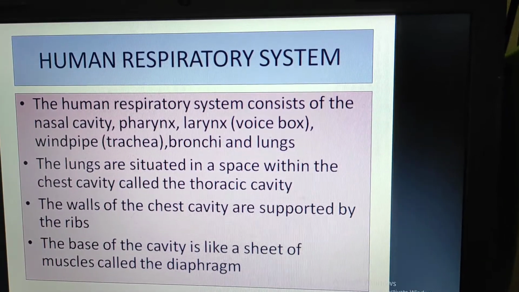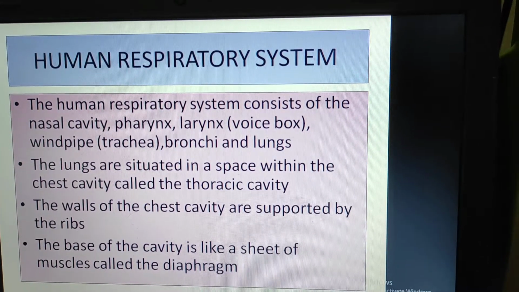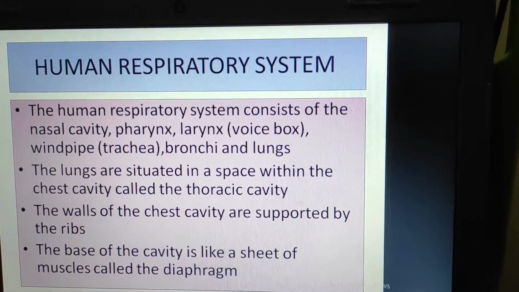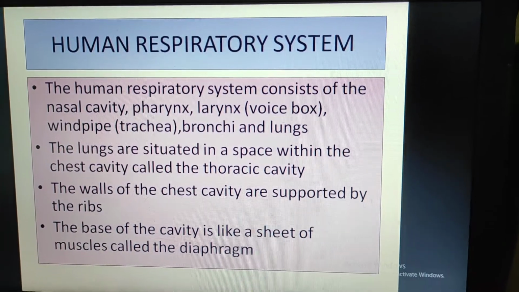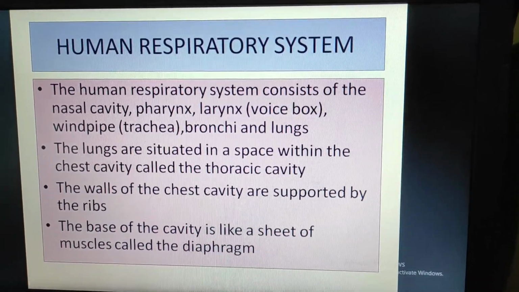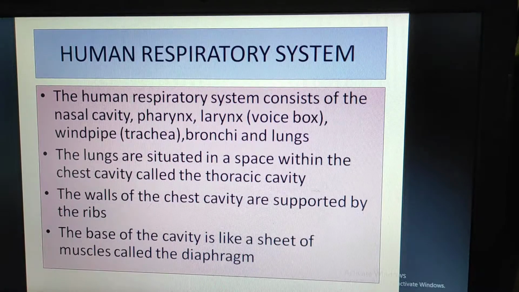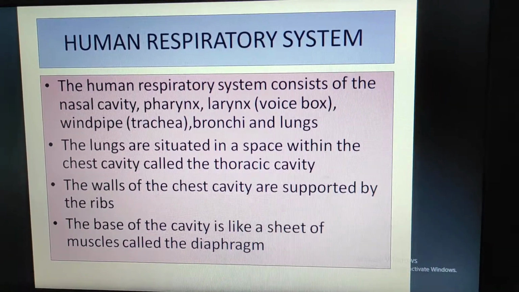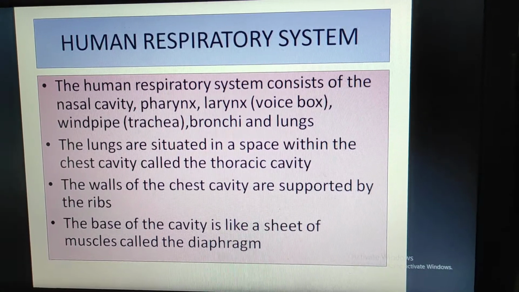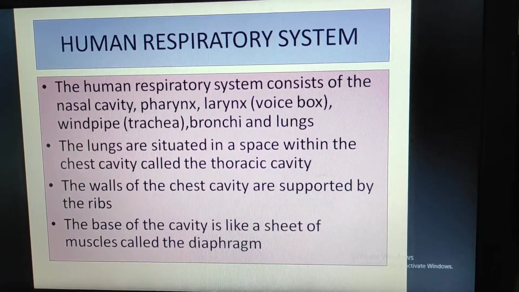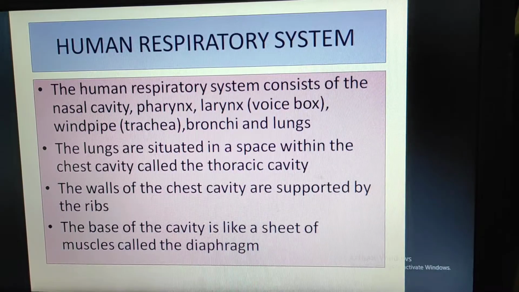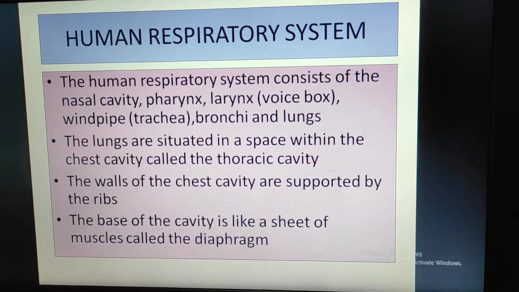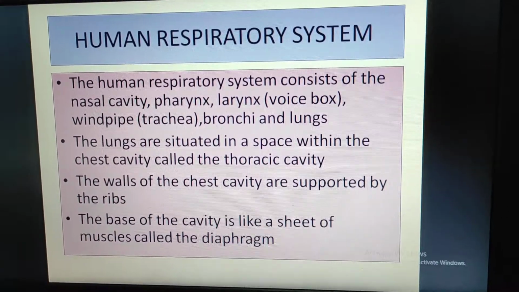The structures and organs used in breathing make up the respiratory system. The human respiratory system consists of the nasal cavity, pharynx, larynx or voice box, windpipe or trachea, bronchi and lungs. The lungs are situated in a space within the chest cavity called the thoracic cavity. The walls of the chest cavity are supported by the ribs. The base of the cavity is like a sheet of muscles called the diaphragm.